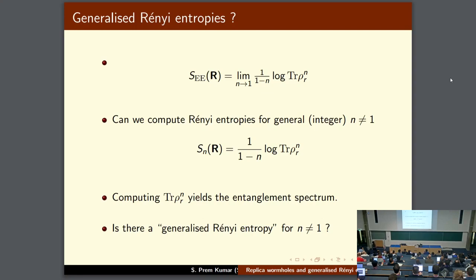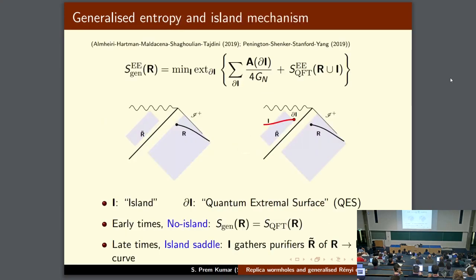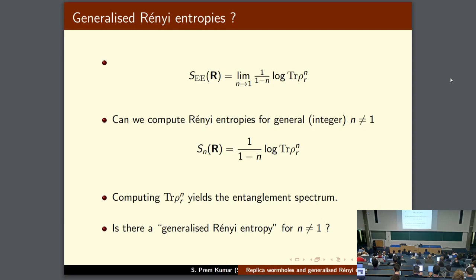And the main motivation here is that rho, the density matrix, is Hermitian. Its eigenvalues are effectively observables, and in fact, if we can compute the trace of rho to the n, then that gives us the entanglement spectrum, which is more information than just the entanglement entropy. So our question is basically whether there is a generalized Renyi entropy, whether there's a formula for Renyi entropies that looks similar to this, where there's an area term plus a QFT term, and whether that exists for general integers n not equal to 1.